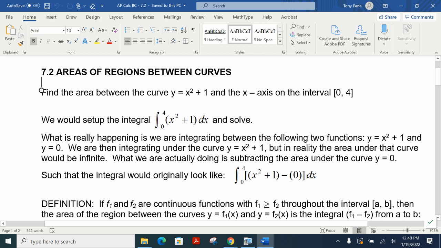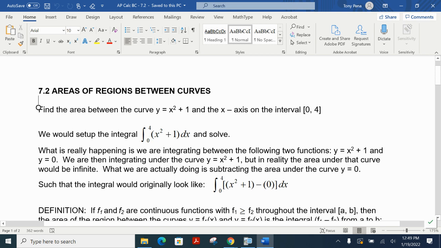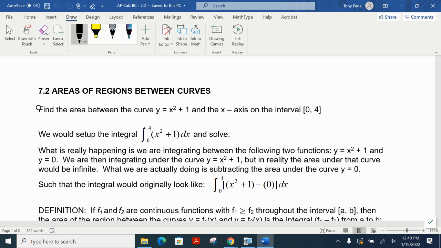We've already been dealing with areas now for a while. Every problem we have done up until this point would have read like that first one there, where it says find the area between the curve x squared plus 1 and then the x-axis between 0 and 4. So we've done this in different ways.